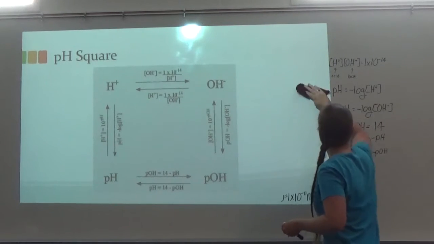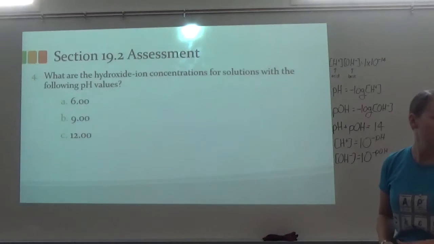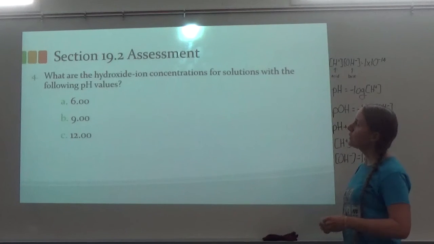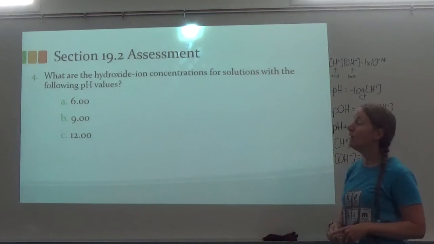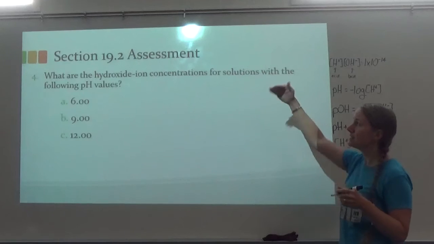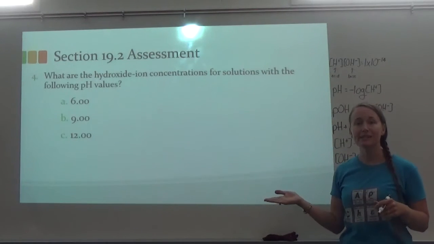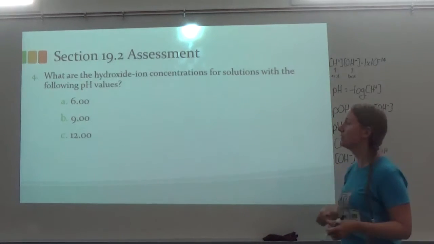Alright, so let's move on to the last question of the section assessment. So it says, what are the hydroxide ion concentrations for solutions with the following pH values? Okay, so again, this is something where I'll use my pH square because the question is the same for A, B, and C. The number just changes. I'm just going to write all 3 of them down and do them on the previous slide.